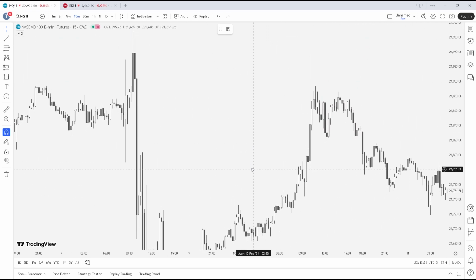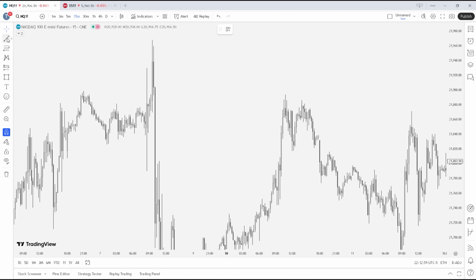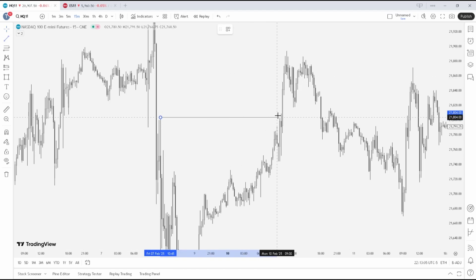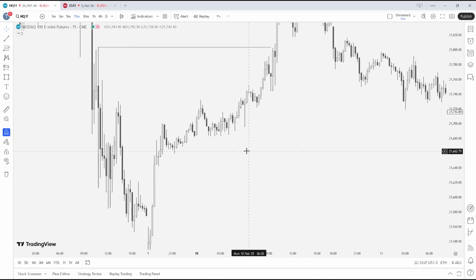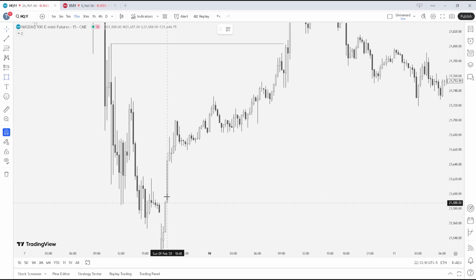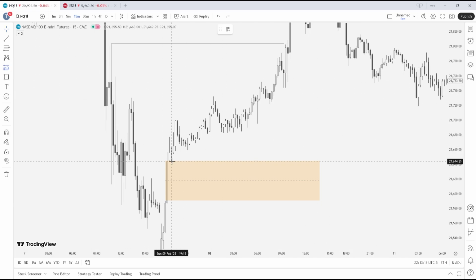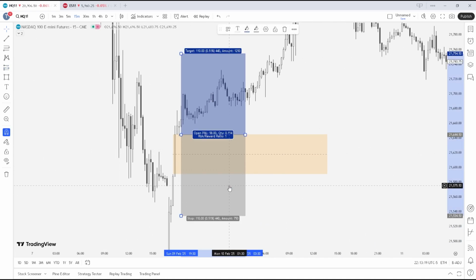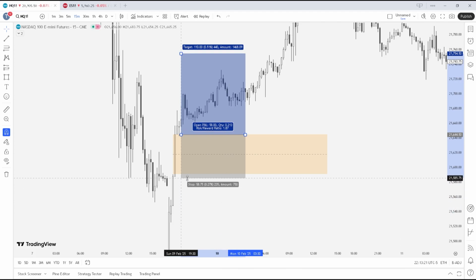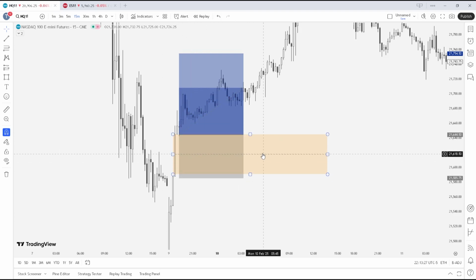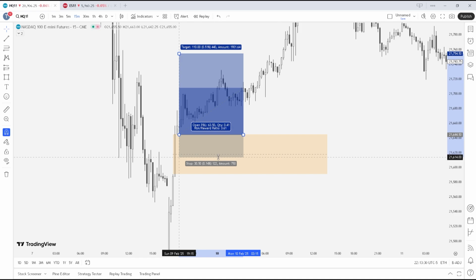For the draw on liquidity, we have this high as the external range. We have this as the intermediate term high. And as for the entry, the fair value gap, there's a nice entry right here. So we have this fair value gap that got tapped into. We could place our stop loss beneath the candle, or when the fair value gap is big like this, you could also put it below the consequent encroachment, because if we are truly bullish, then we should just stay above the 50% level or the consequent encroachment.